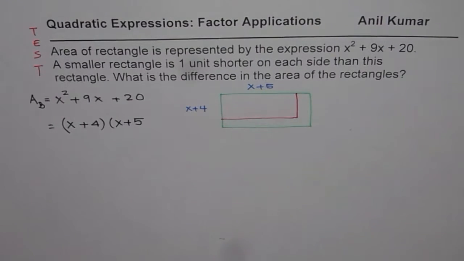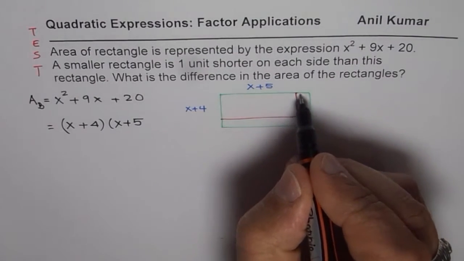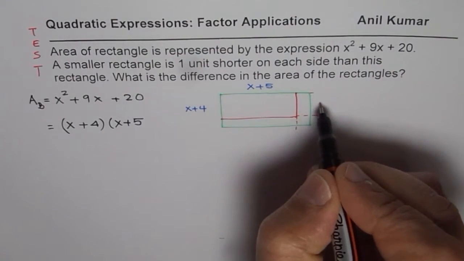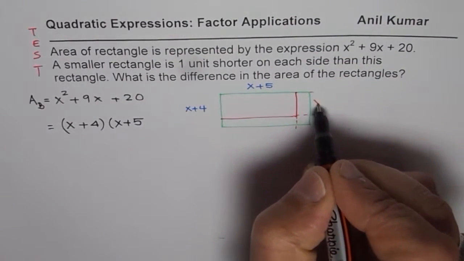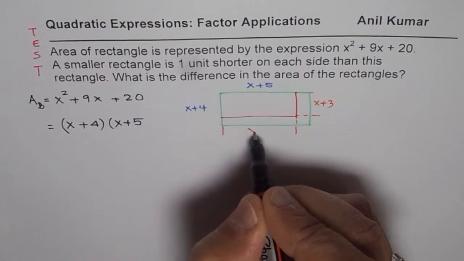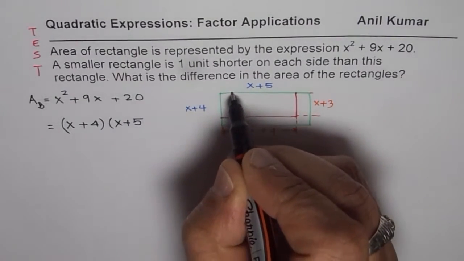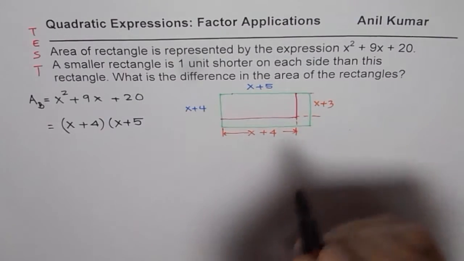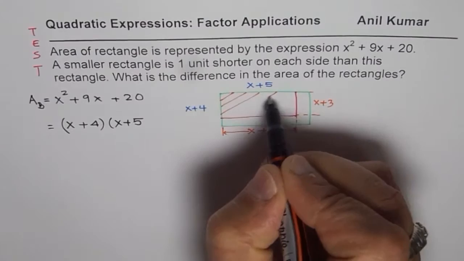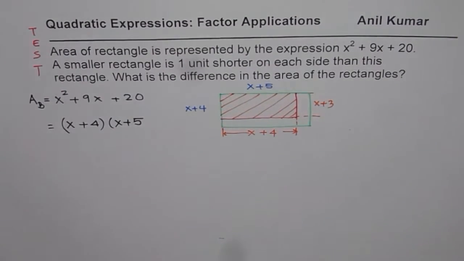Now in this smaller rectangle, what are going to be the dimensions? This side will be 1 less than x plus 4, so this is going to be x plus 3, and this dimension is going to be x plus 4, correct? So these are the dimensions for the smaller rectangle. If you take away the area of the smaller rectangle from that of the bigger rectangle, you will get the difference of area. You get the idea, right?